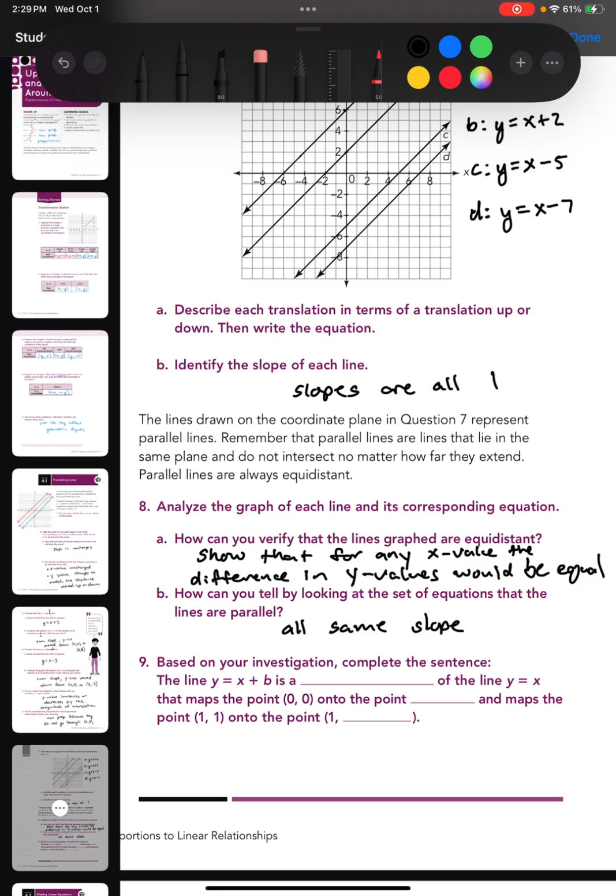So based on our investigation, we're going to complete this sentence. The line y equals x plus b is a vertical translation of the line y equals x that maps the point 0, 0 onto the point 0, b, whatever that b value is. It maps the point 1, 1 onto the point 1, 1 plus b, adding whatever that b value is to it.